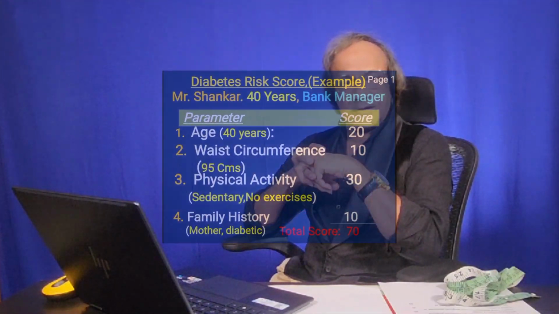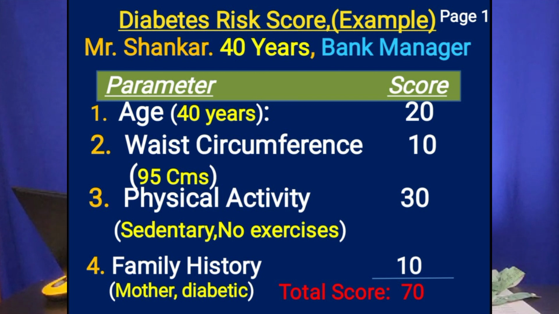So let's go back to Shankar, who is around 40 years, and his score there is 20. Waist circumference is 95, which is more. There the score is 10. Physical activity, he doesn't do any physical activity. He's sedentary, goes to 30. And regarding family history, let us say one of his parents, say mother, has got diabetes. So that score is 10.